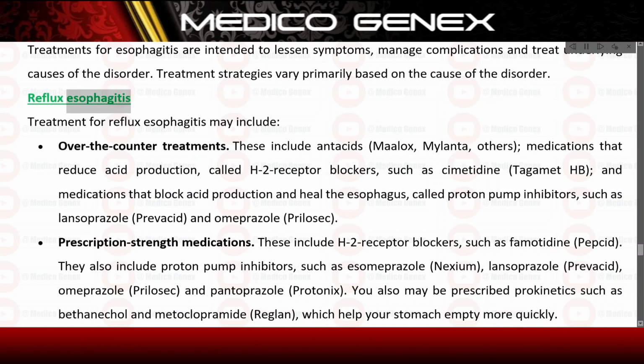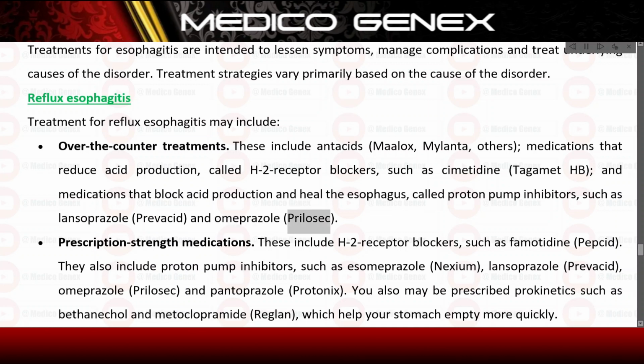Reflux esophagitis. Treatment for reflux esophagitis may include over-the-counter treatments. These include antacids, Maalox, Mylanta, others, medications that reduce acid production, called H2 receptor blockers, such as cimetidine, Tagamet HB, and medications that block acid production and heal the esophagus, called proton pump inhibitors, such as lansoprazole, Prevacid, and omeprazole, Prilosec.